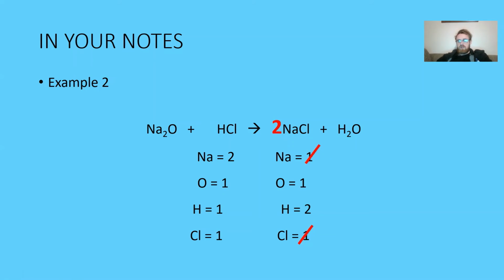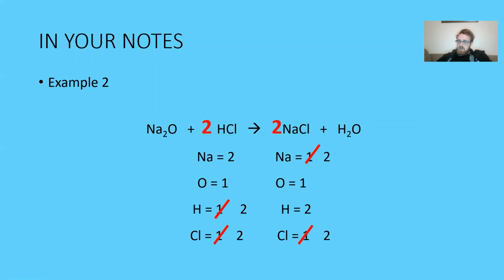I then cross off the sodium and the chlorine because those are the 2 atoms that are affected, and I have 2 of those, and I have 2 of those. Great, my sodiums are balanced, but my hydrogens and chlorines are still not. So what I can do is put a 2 in front of there. That balances out the hydrogens and chlorines to 2 and 2.